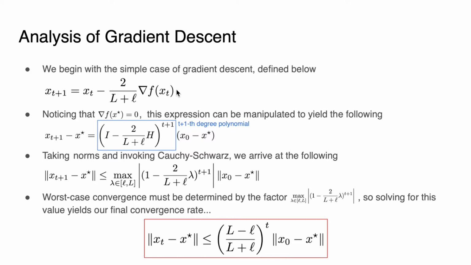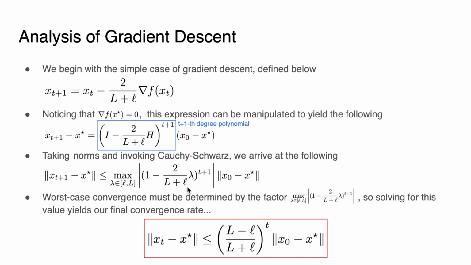So, from our original expression for gradient descent, we've now arrived at another expression that is expressed with respect to some matrix polynomial. If we take this expression and take norms on both sides, invoke Cauchy-Schwarz, and use some nice properties of the operator 2 norm for symmetric matrices, we can arrive at this expression here. And what we can see is that the error of our algorithm at the t plus 1 iteration is upper bounded by the error at initialization multiplied by some polynomial.